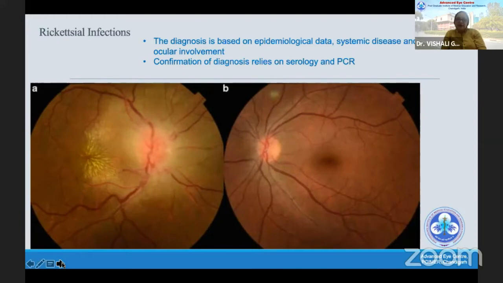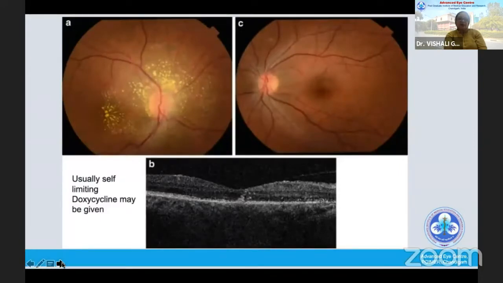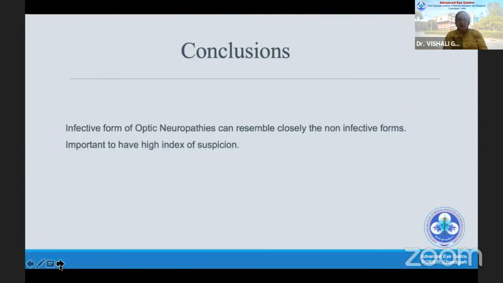So the diagnosis is basically based on epidemiological data, systemic disease, and ocular involvement. It is by and large self-limiting. You may not really have to diagnose it, but if required, PCR. And this is following treatment with doxycycline, but you can also just not treat, and even then it will respond.